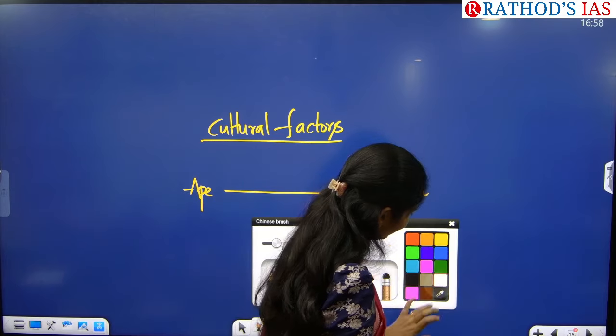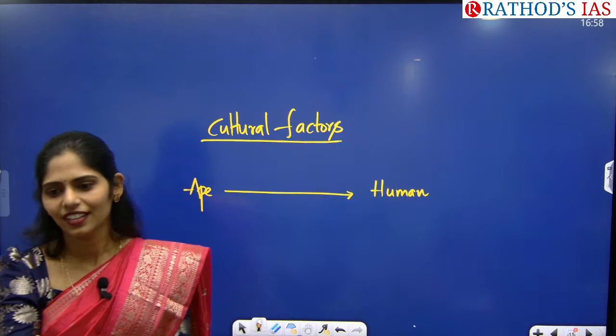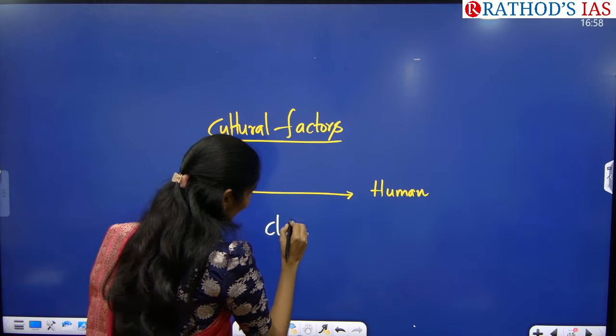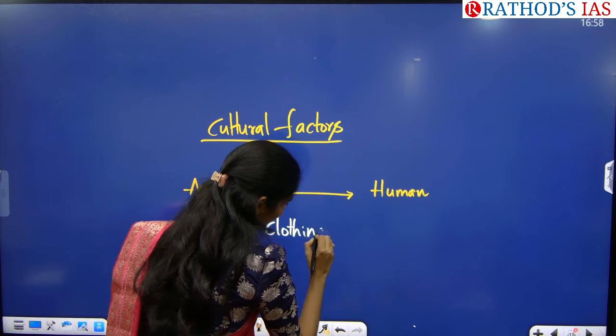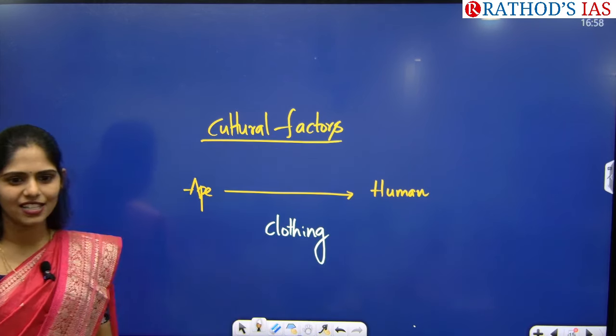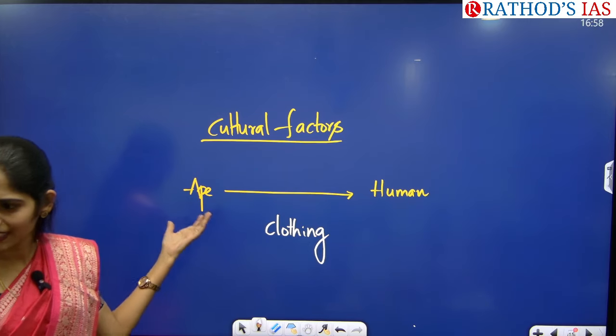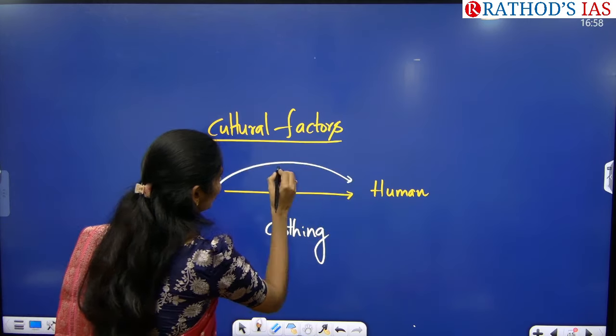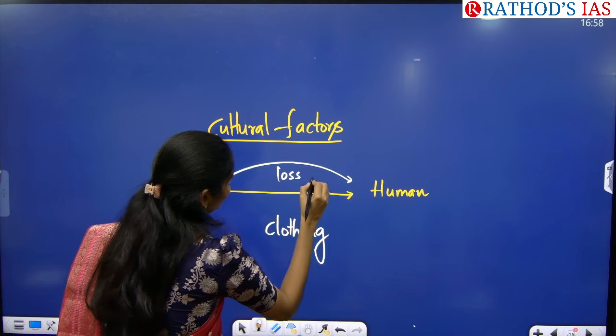Traditional? Okay, clothing. Next. So why do we need clothing, guys? To protect ourselves. Why didn't they protect themselves then? Yes. So during this evolution, there is loss of hair. Why loss of hair?